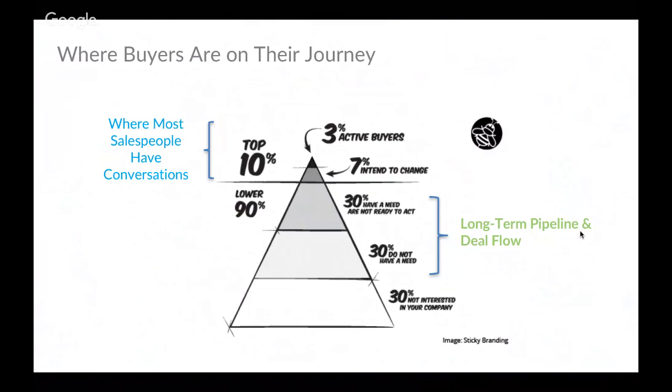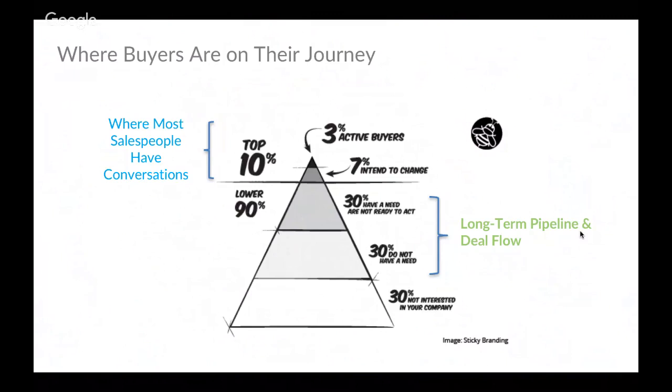So here's a diagram from a Canadian company called Sticky Branding, but it's also by the Training Institute, Chet Holmes, right? It's a pyramid that shows that the top 10% of this buyer demand gen curve, or the demand gen pyramid, are the ones that are active. This is where most salespeople are having conversations. You've got 3% that are ready to buy imminently, 7% that intend to change very quickly and buy a solution that you may sell. That's the top 10%.